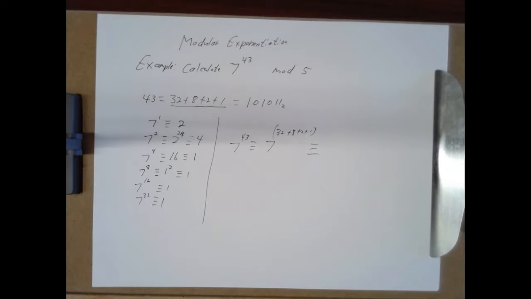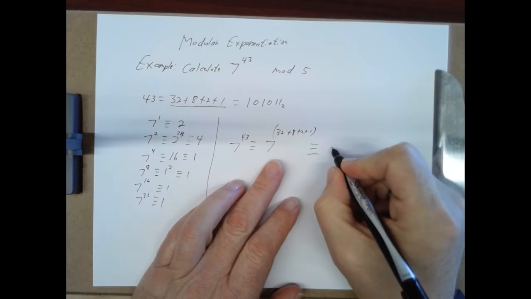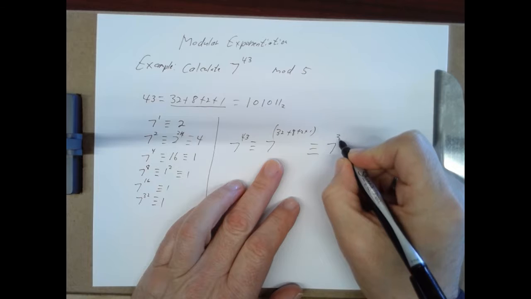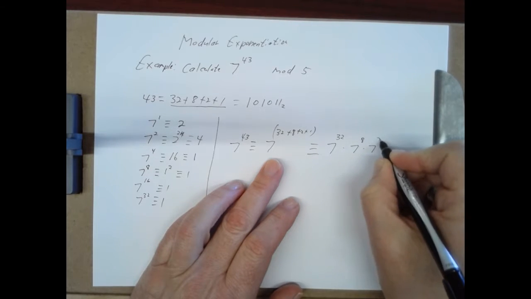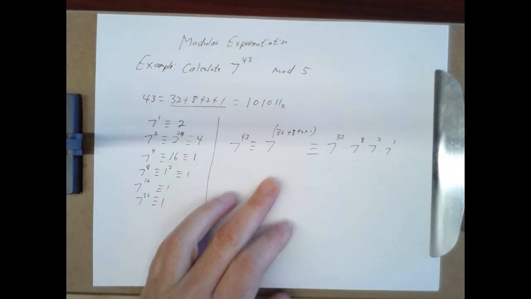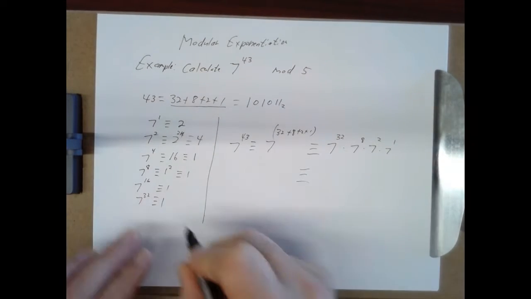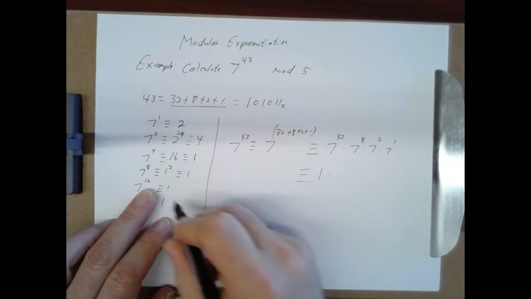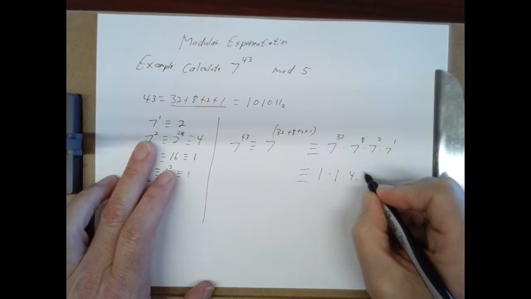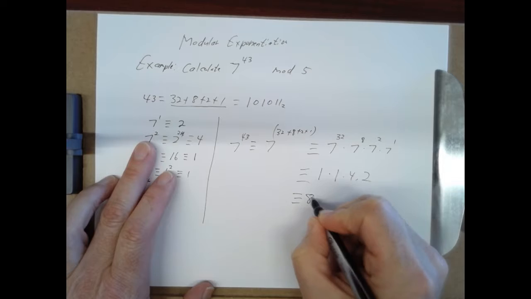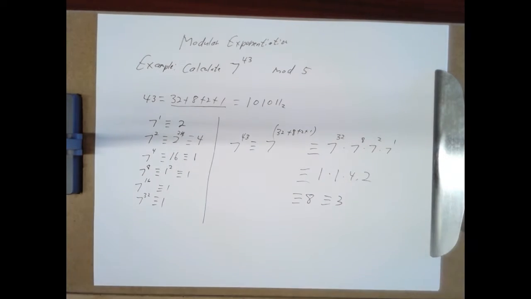Yeah, so adding exponents multiplies the individual pieces. So this is congruent to 7 to the 32nd times 7 to the 8th times 7 squared times 7 to the 1st. And 7 to the 32nd is 1. 7 to the 8th is 1. 7 squared is 4. 7 to the 1st is 2. That's congruent to 8, which is congruent to 3, and we're done.